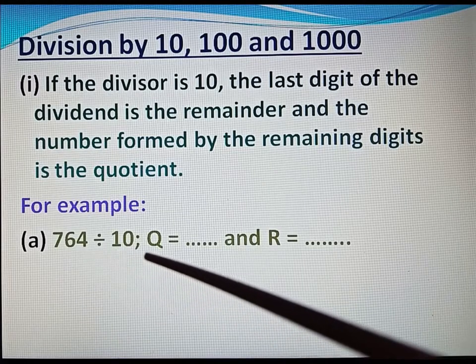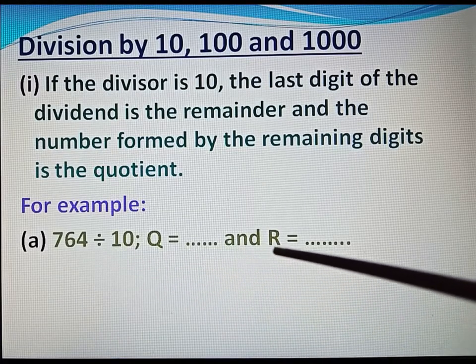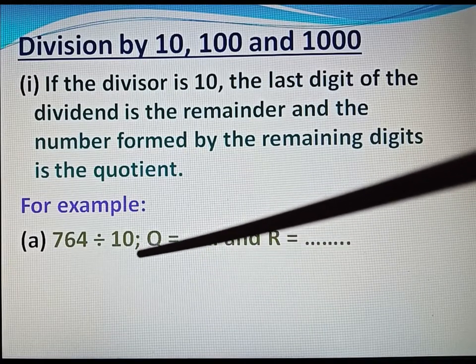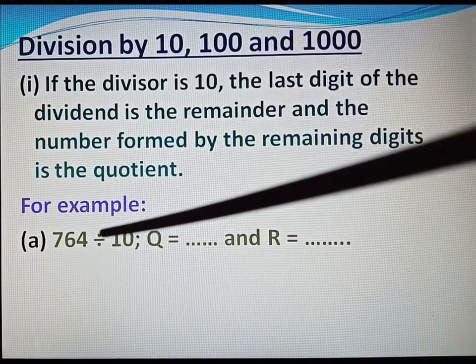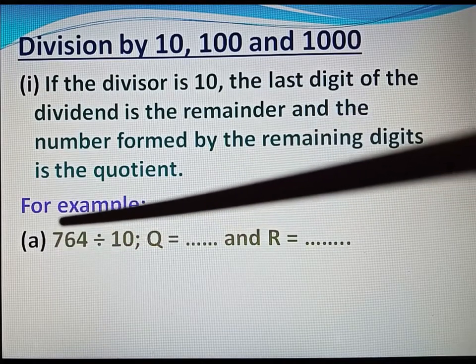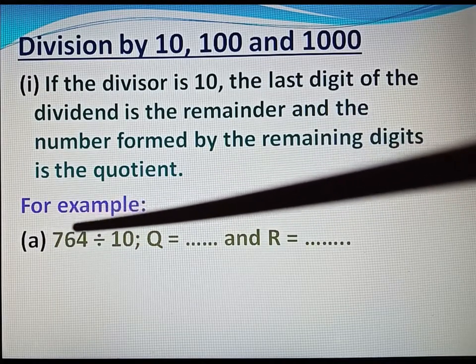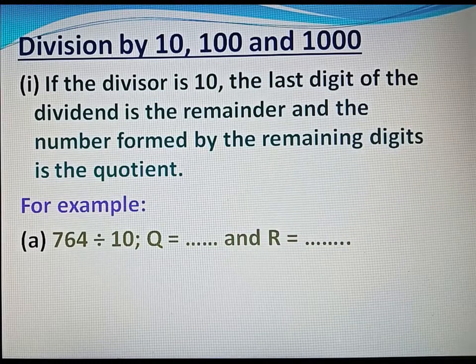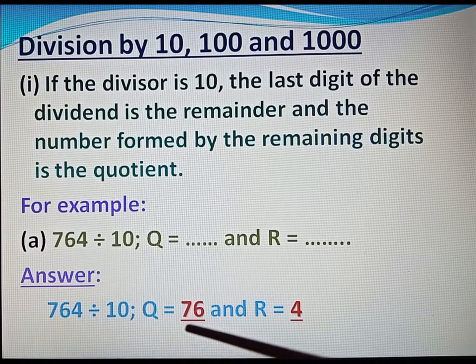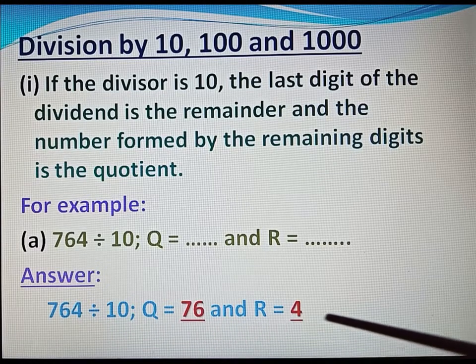764 divide 10, quotient equals dash and remainder equals dash. See, here 10 is the divisor, so the last digit in the dividend, that is 4, is the remainder, and the number formed by the remaining digits, that is 76, is the quotient. Answer, 764 divide 10, quotient equals 76 and remainder equals 4.